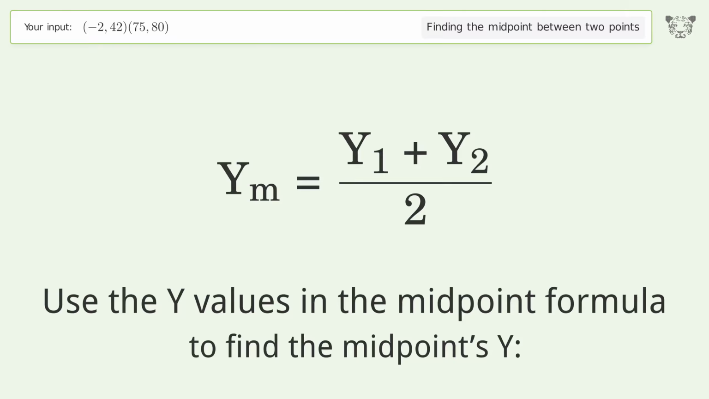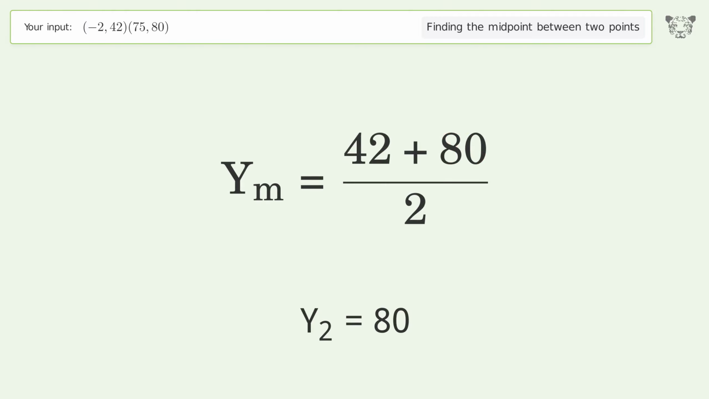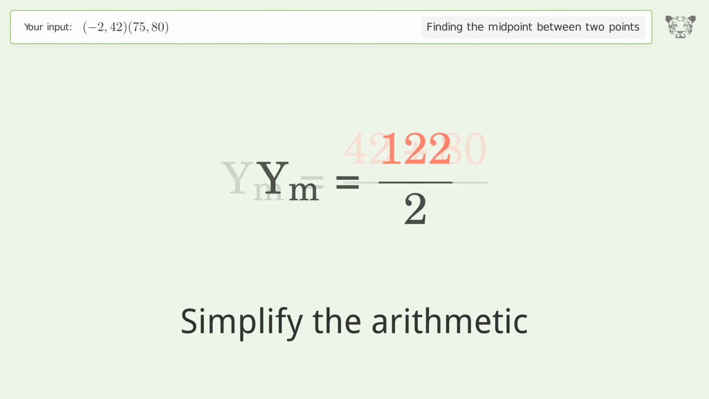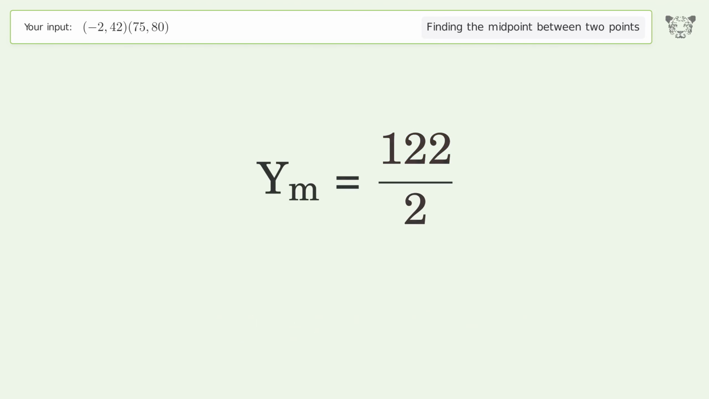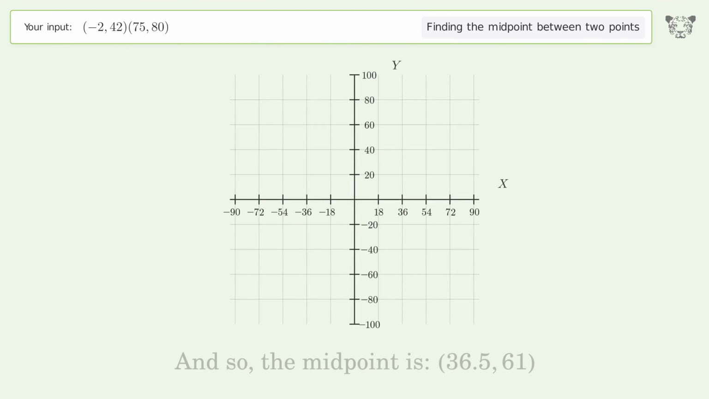Use the y values in the midpoint formula to find the midpoint's y. y1 equals 42. y2 equals 80. Simplify the arithmetic. And so, the midpoint is 36.5, 61.